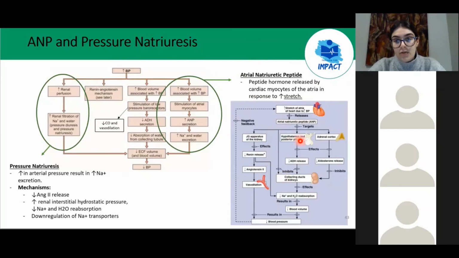And this does a few things as well. So it acts directly on the collecting ducts to inhibit sodium reabsorption. It also acts to decrease renin release from the juxtaglomerular cells and thereby also decrease aldosterone release as well. And it also acts directly on the pituitary to decrease the ADH release. So that way you're getting rid of more water, so that way your blood pressure can come down a little bit. Cool.